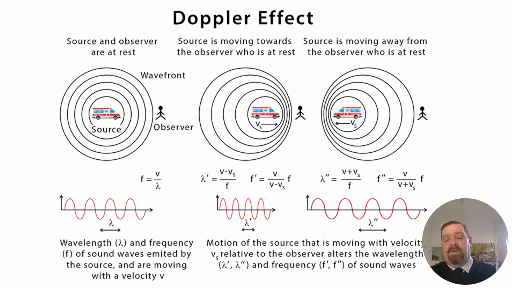Why does this happen? Can you see that the wave fronts here seem to be squashed up? Why is that? Why do they seem squashed up or compressed? Well, the reason for that is the ambulance is moving in the direction that the waves it made are moving as well. It's almost like it's trying to catch up to its waves. So it seems that the waves are closer together.